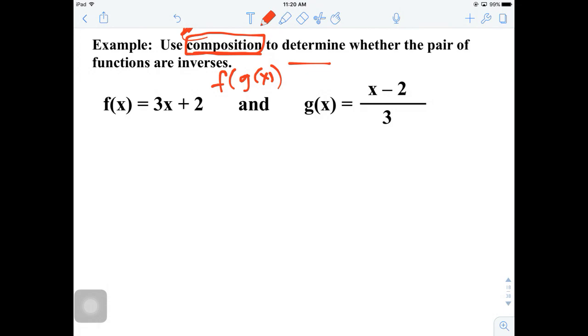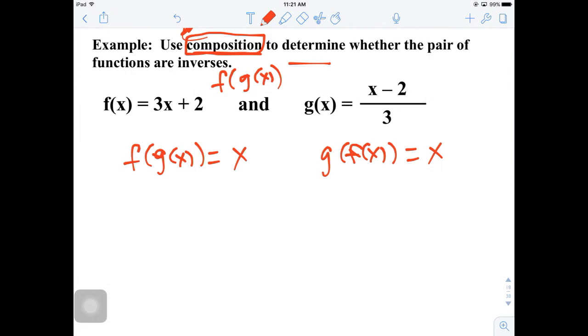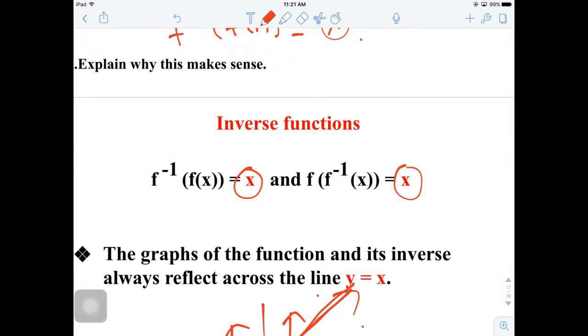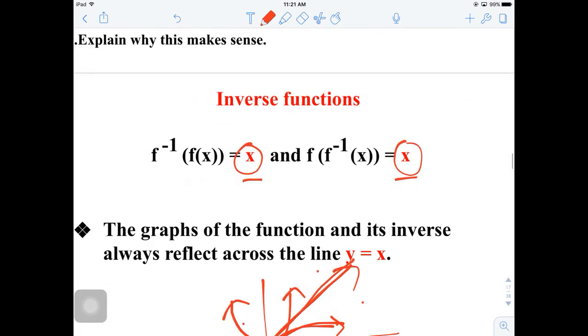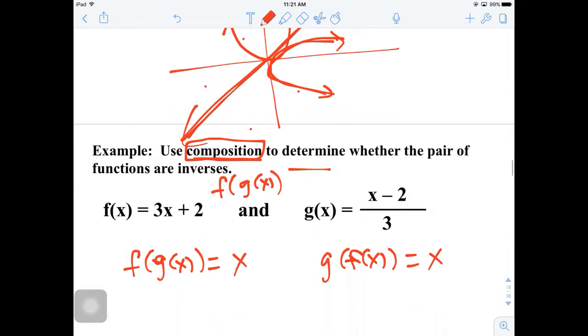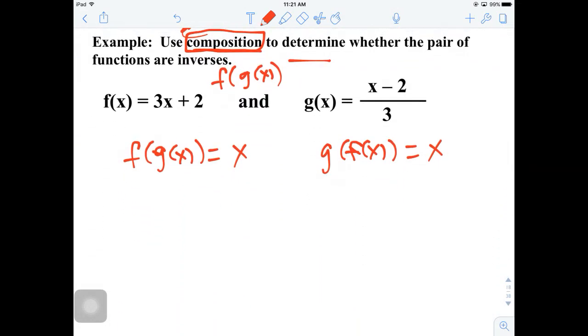So basically, they want you to show that f of g of x is equal to x, and g of f of x is equal to x as well. Remember previously, we have the two equations right here that if you can show that the two functions undo each other, you get back to x, then that's how you have two inverse functions. So basically, they want you to verify these two. We don't know if they are, it looks like it might be, but we still need to verify. So this is how we're going to show that the two functions are actually indeed inverses of each other.